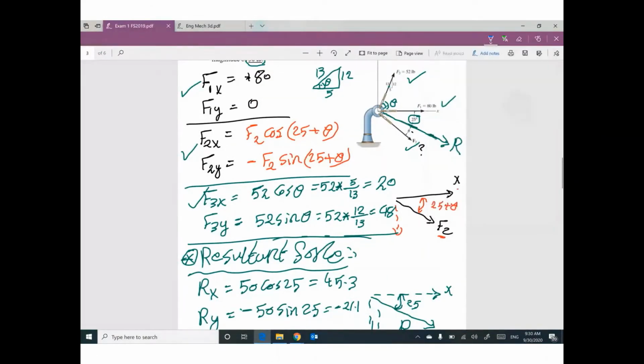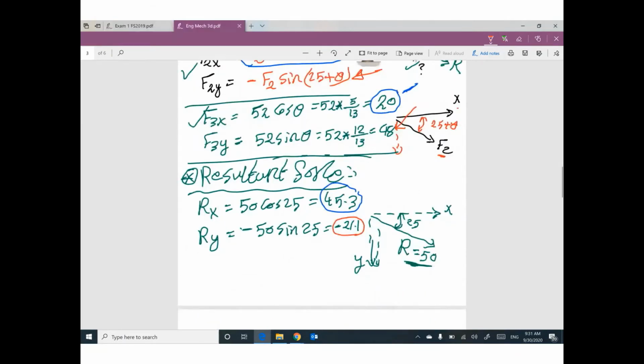X component for F1 plus X component for F2 plus X component for F3, X component plus X component plus X component for the forces equals X component for the resultant. Then Y component for F1 plus Y component for F2 plus Y component for F3 equals Y component for the resultant.